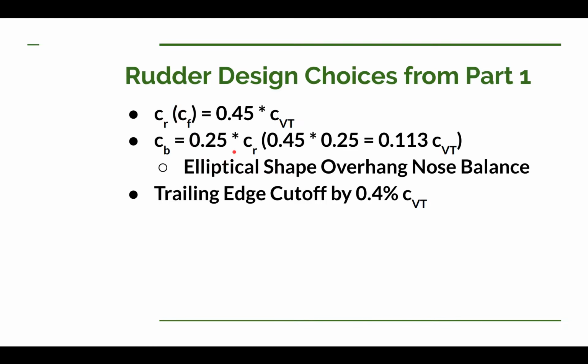And I kind of picked that as a compromise between a plain flap and a flap with about a 30 or 35% chord, because I thought that had some characteristics that were getting a little bit outside of what I wanted. So 25% is a fairly good compromise. And I also decided to cut off the trailing edge by about 0.4% of the vertical tail to give me a more blunt trailing edge that would be a little less fragile in getting damaged just from handling, but I wouldn't really have any increase in drag.